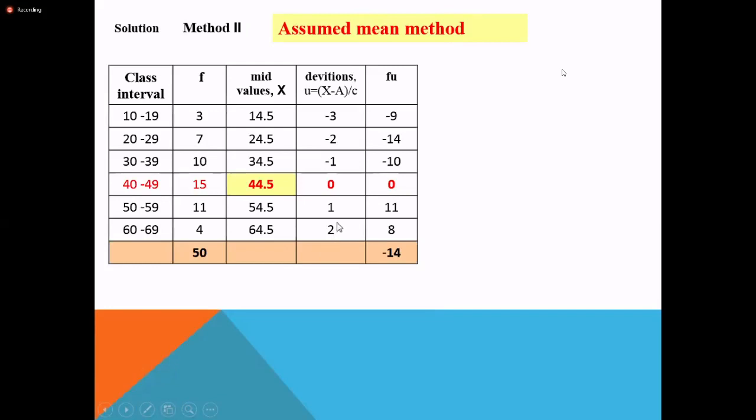Method 2, that is called the assumed mean method. In that method, we assume the mean as some value which is taken from the modal class. There we assume beforehand that this value will be the mean. Right? Let's go through the slide.